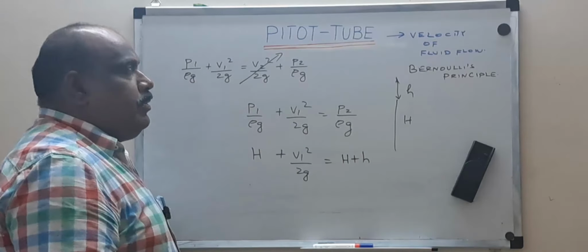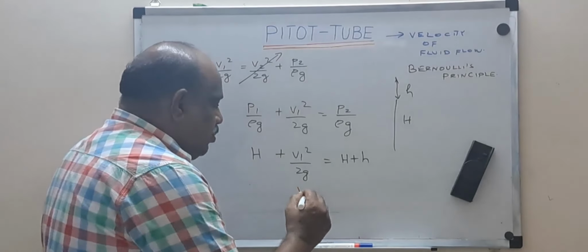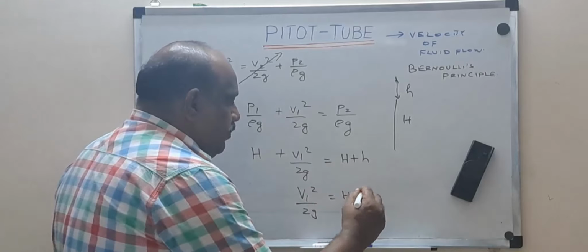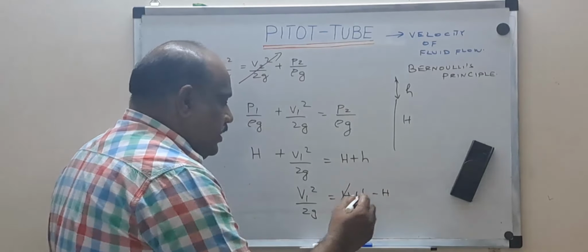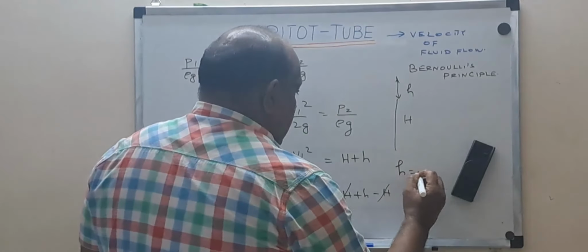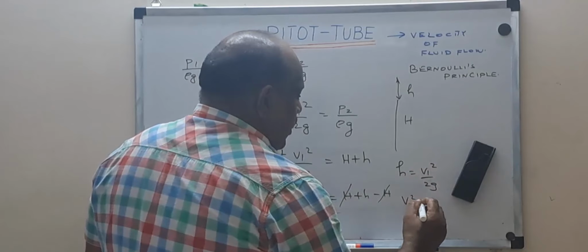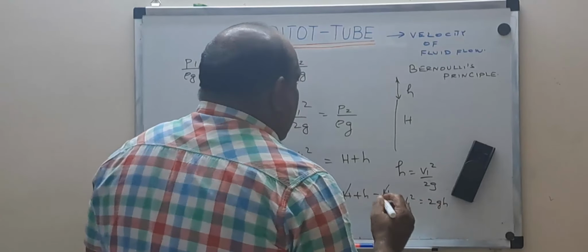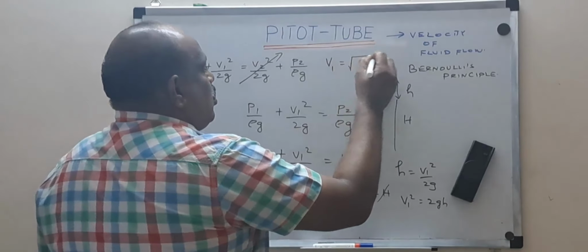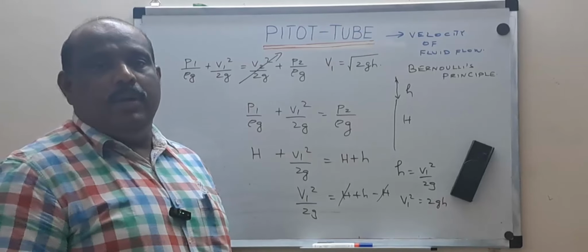From this, what is our aim? To find the velocity. So V1 squared by 2g equals H plus h minus H. So this H cancels away. My small h will be equal to V1 squared by 2g, or V1 squared will be equal to 2gh. If I take the square root, V1 will be equal to square root of 2gh. Very simple. V1 equals square root of 2gh.